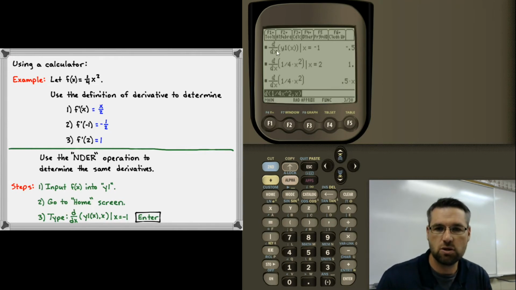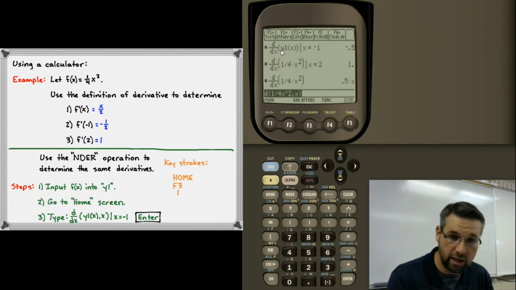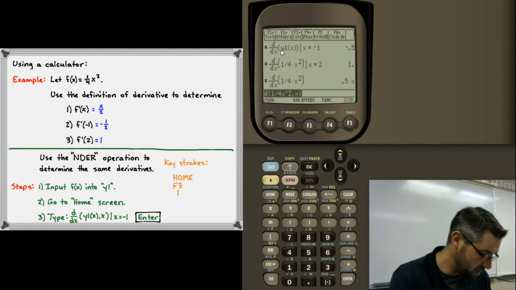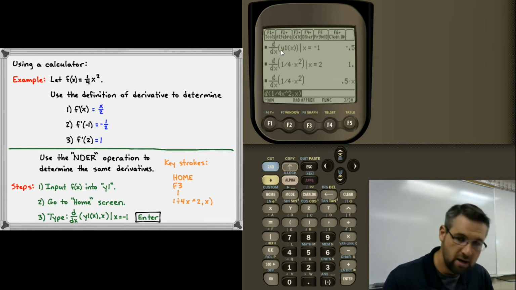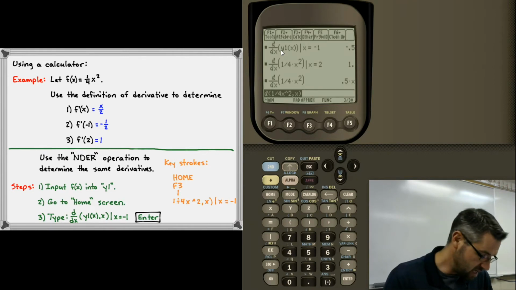Okay. Again, you can just type in what you have in your y list, and again, that's probably the best way of doing this. So with that said, real fast keystrokes, you would push the home button. Make sure you're in that home screen. You hit F3 and then 1, or you can hit the second and the 8 button. And then you type in the function, 1 divided by 4, x raised to the second, then comma, then x, and then close the parenthesis that was already brought up, and then evaluate when x equals -1 or x equals 2 or whatever point you're looking at. All right, and then hit enter after that.